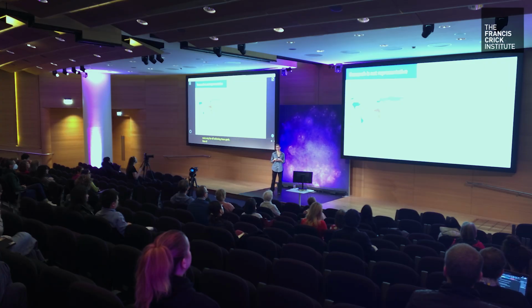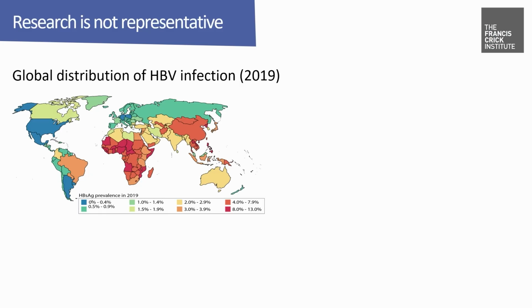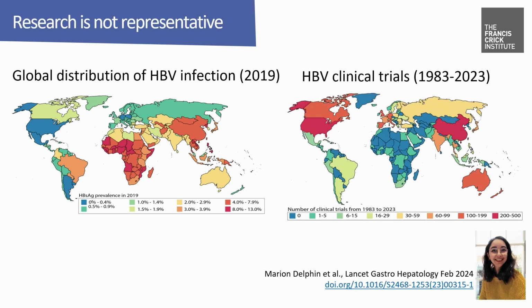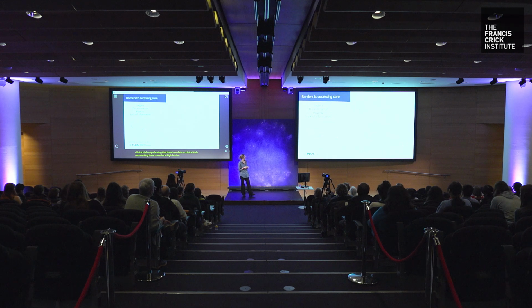One of the reasons for this is lack of research in the right place. So this is a map showing the distribution of hepatitis B infection worldwide, with the red and orange countries the most highly affected. And this data is put together by Marianne Delphin in my group at the Crick, looking at where hepatitis B research is done using the same colour scale. So if we look at Africa, the highest burden countries in red and orange are in fact blue and green on the clinical trials map, showing that there's no data, no clinical trials representing these countries at high burden.